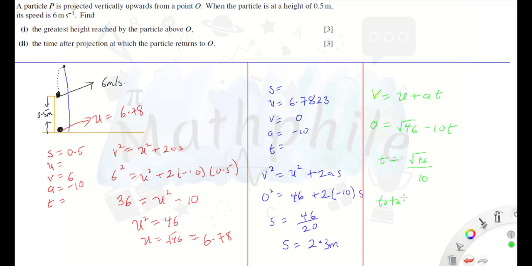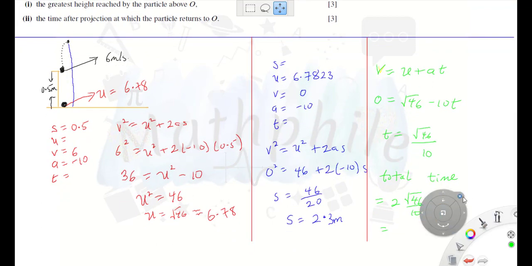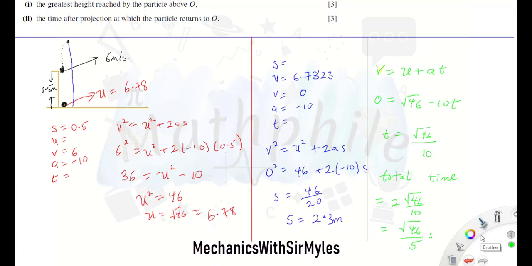So the total time will be equal to 2 times square root of 46 over 10. Let me shift this upwards. This should be equal to square root of 46 over 5 seconds. I like exact figures, but I can change this to anything you want.